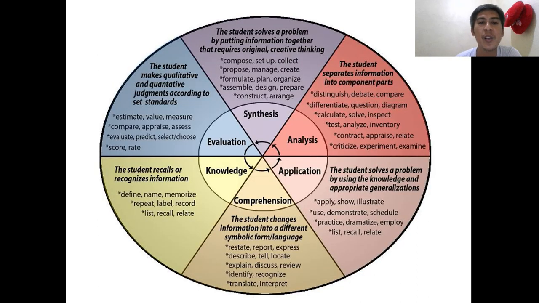When you design, you write your objectives. When you write your objectives, remember the verbs that you will use. If evaluation: estimate, value, measure. Use these verbs when you write your objectives instead of using generic words. Choose these specific verbs. If the focus is analysis, then you write the words distinguish, debate, compare, differentiate, question, diagram, calculate, solve. That's part of the analysis.